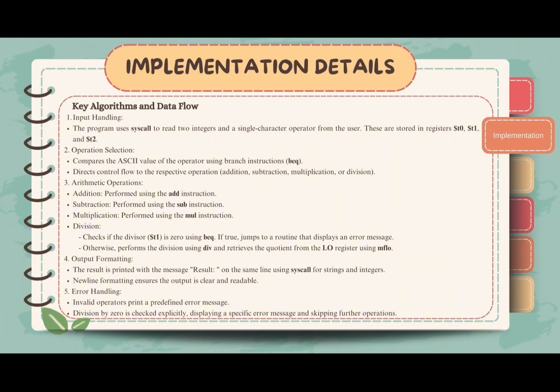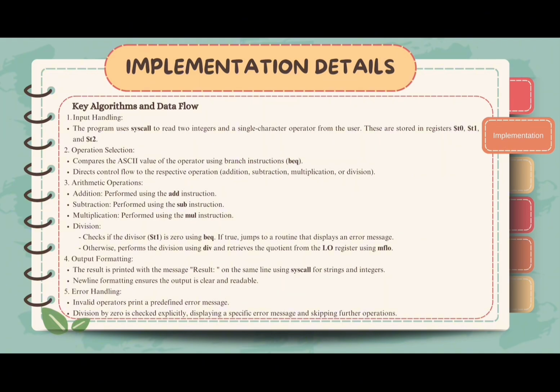Thirdly, arithmetic operations. For addition, it performs using the add instruction. For subtraction, it performs using the sub instruction. For multiplication, it performs using the mul instruction. And for division, we check if the divisor, which is $t1, is 0 using beq. If it's true, it jumps to a routine that displays an error message. Otherwise, perform the division using div and retrieve the quotient from the LO register using mflo.